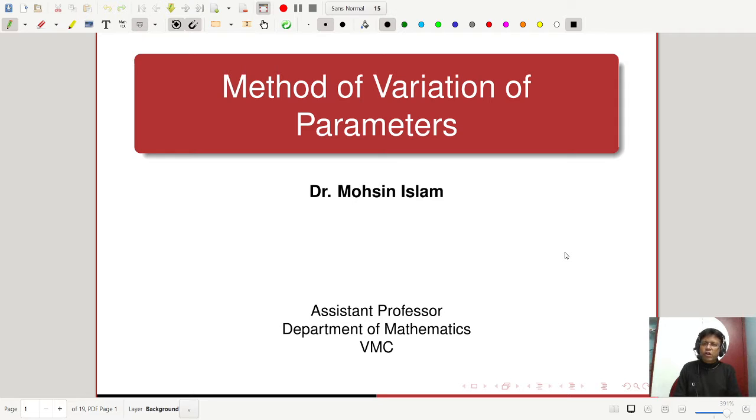My next lecture is on the method of variation of parameters. Already in the previous lecture, we have learned how to solve homogeneous linear differential equations. I'm just talking about linear differential equations. It is the most important part of mathematics, especially differential equations. The method of variation of parameters is another method to find the particular integral.